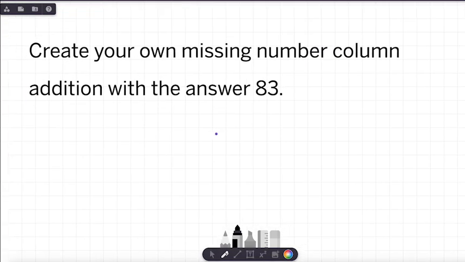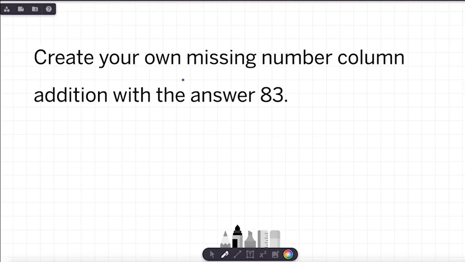And finally, for a bit of an extra challenge, can you design your own missing number column addition? But the answer must be exactly 83.